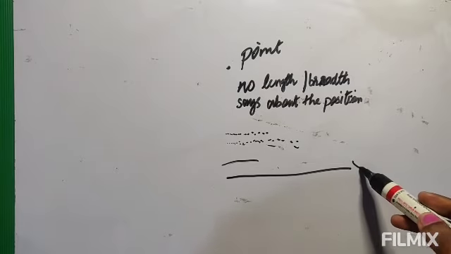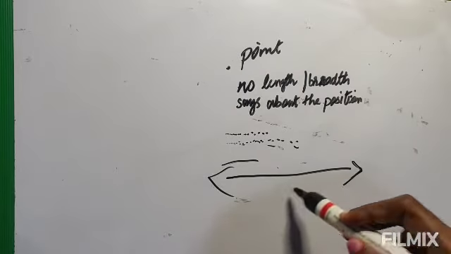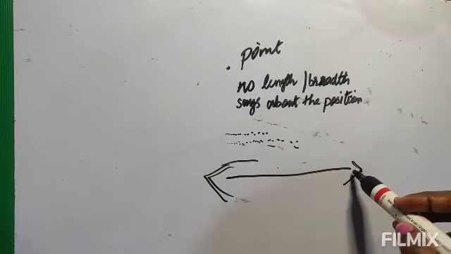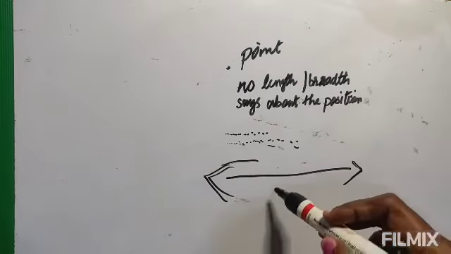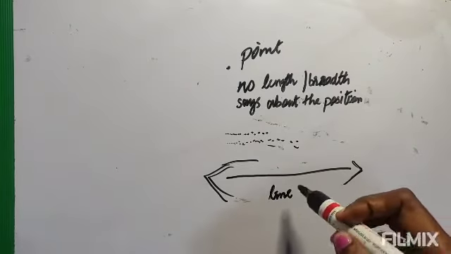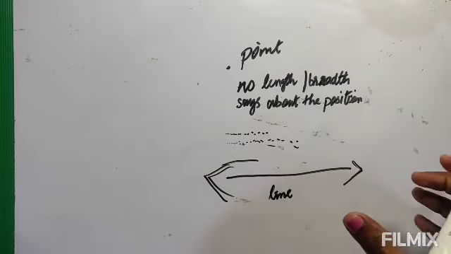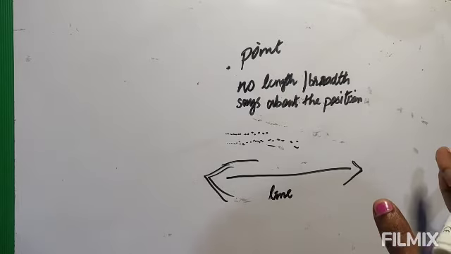It goes endlessly on both sides. Since it goes endlessly on both sides, I have shown the arrow mark. This arrow mark shows that it is not stopping, going this side also and this side also. So this is called the line. A line is points endlessly kept together, and it goes endlessly on both sides.